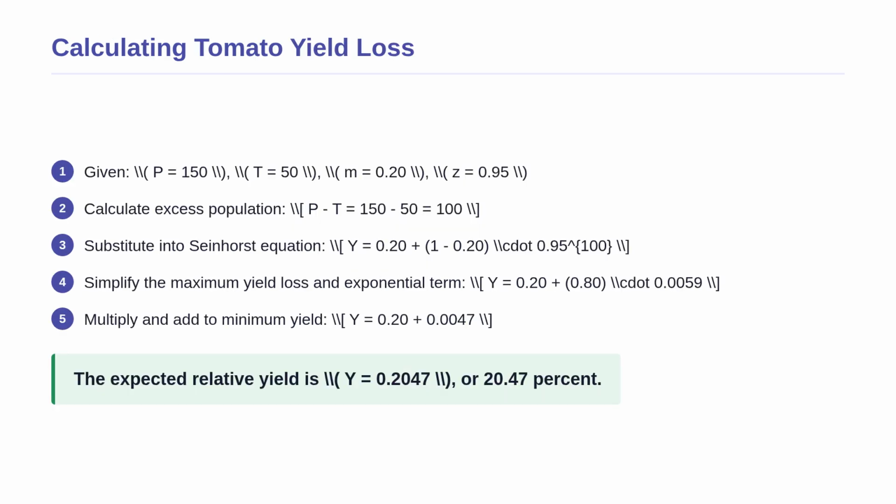Let us see this formula in action with a concrete example. A farmer is planting tomatoes in a heavily infested field. We are given an initial population, P, of 150 nematodes, a tolerance limit, T, of 50, a minimum yield, m, of 0.20, and a damage constant, z, of 0.95. We need to find the expected relative yield.